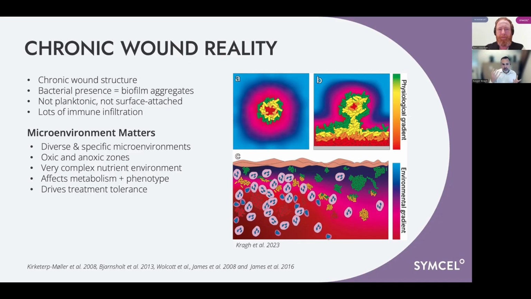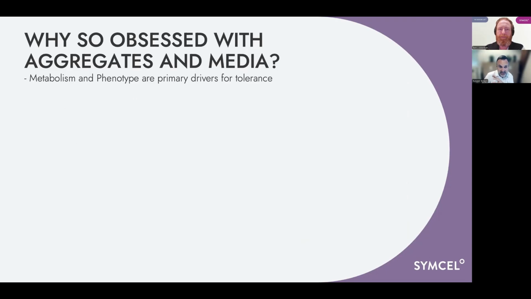So the reason why we are really interested in this microenvironment and how it's impacting the bacteria is that it will affect the metabolism and the phenotype of the bacteria in these aggregates. And this is really what drives a lot of the tolerance against some of the treatments that we are applying for these infections. And now I think I said aggregates like 10 times already, but the microenvironment, the aggregates, and the media, the area around it, is really a prime driver for tolerance.